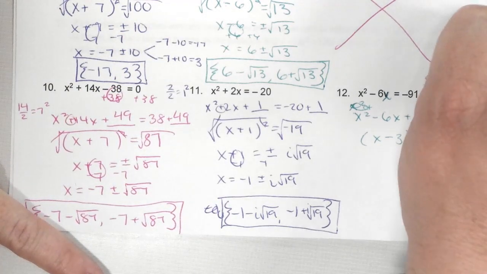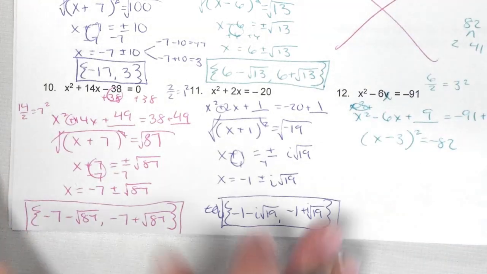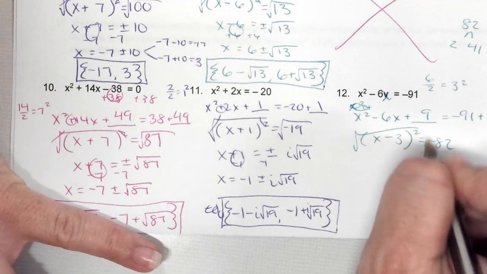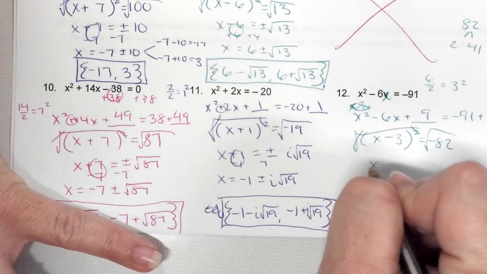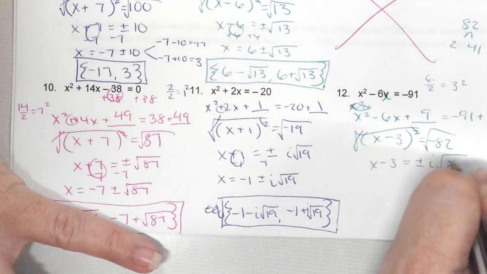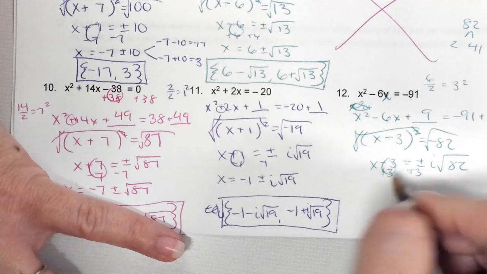which I need to break down, 82. So 82 is 2 times 41. Well, we just found out that 41 is prime, so this doesn't break down. So with the square root, I get x minus 3 equals plus or minus, don't forget the i, root of 82. Plus 3, plus 3.